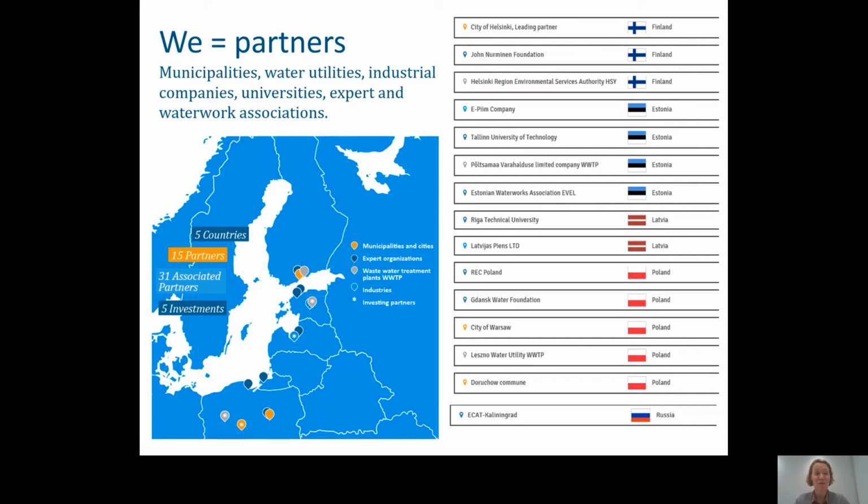And by we, I mean the partners, which are 15 in all. They represent municipalities, water utilities, industrial companies, universities, and expert and waterworks associations from Finland, Estonia, Latvia, Poland, and Russia. In addition, we have 31 associated partners from these countries and also from Sweden and Germany.